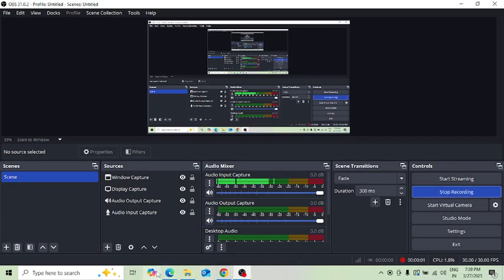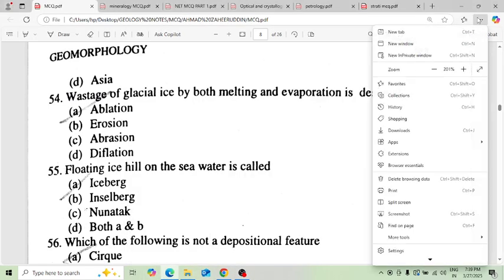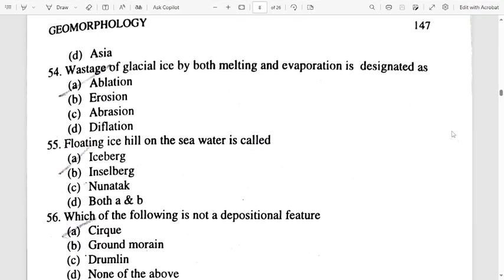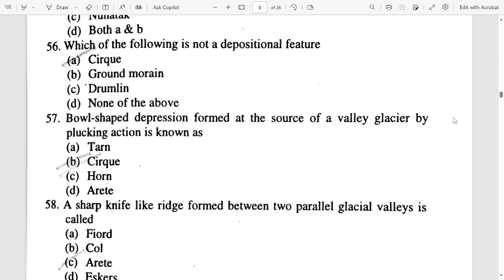Okay, let's start with geomorphology questions again. We were doing geomorphology. Wastage of glacial ice by both melting and evaporation is designated as ablation. Floating ice hill on the sea water is called iceberg. Which of the following is not a depositional feature? Sark. Bowl-shaped depression formed at the source of a valley glacier by plucking action is known as sark.